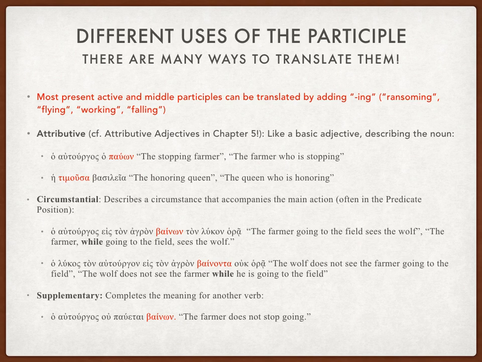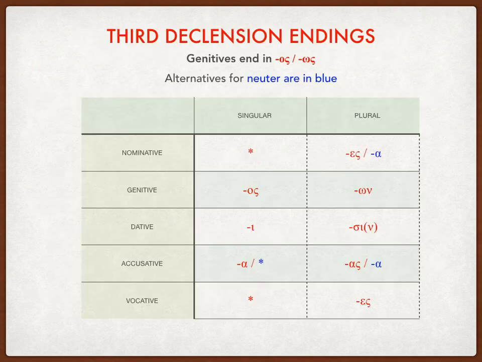But again, 90% of the time, probably higher, as long as you add -ing to the end of any participle, you can usually translate it correctly and make sure to fit it with the right noun in the sentence by looking carefully at the endings.